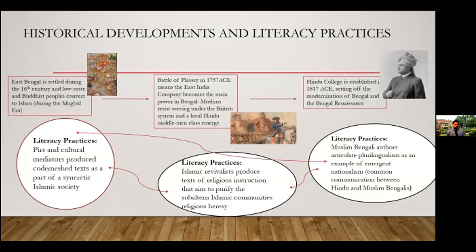Once it was settled in the 16th century, the people who settled there converted to Islam because the power structure at that time were the Mughals. Then sometime in the 18th century, the battle of Plassey and the British colonization starts full on, when the East India Company defeats the Mughals and becomes the main power in Bengal.